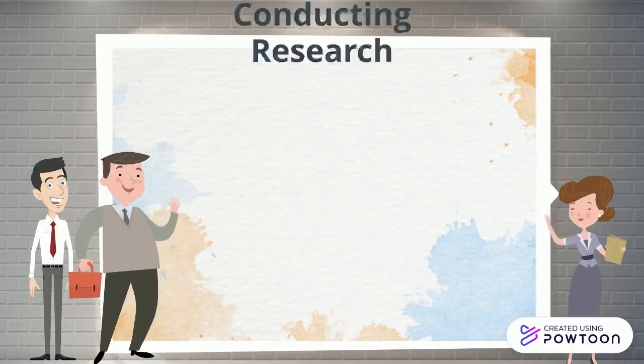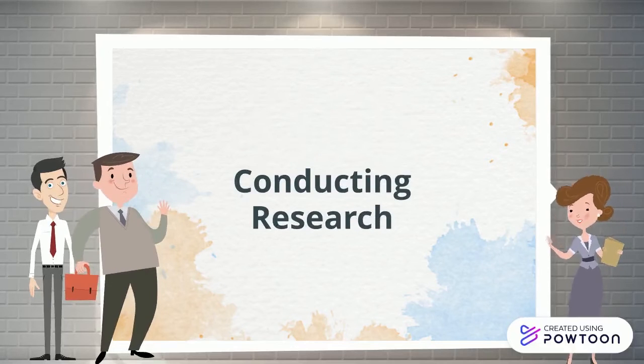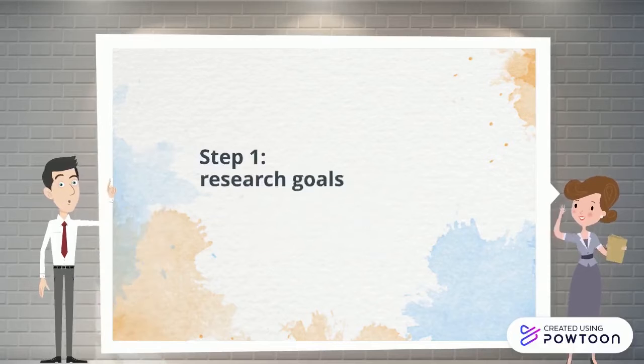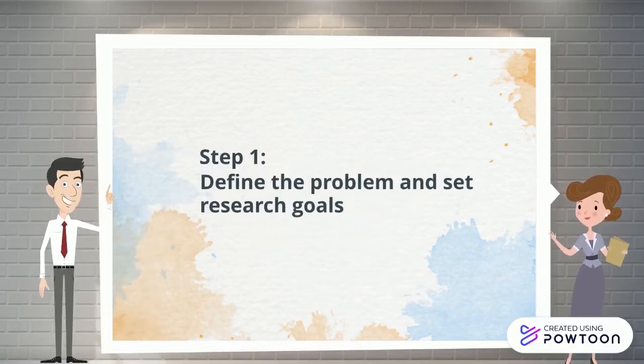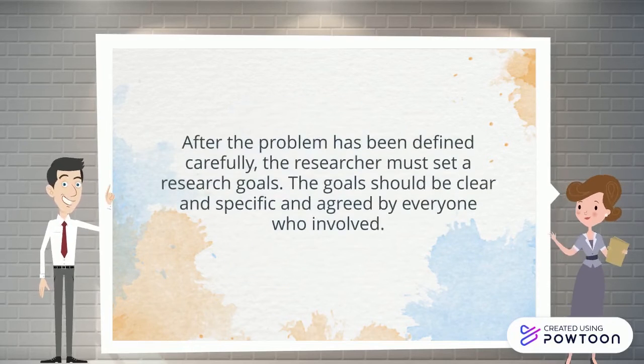Next, let's discuss conducting research. Depending on your organization position, you may be involved in all these steps. Step 1. Define the problem and set research goals. Advertisers often use exploratory research as they try to find out the problem, understand the question, and what type of information they collect. Next, researchers will set a goal, and the goal must be specific and agreed.